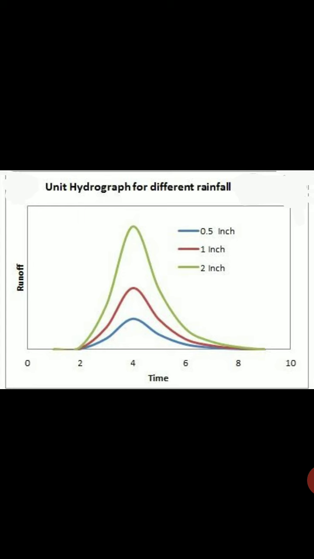And the last point, by dividing each of the ordinates of direct runoff by the depth of direct runoff, obtain the ordinates of the unit hydrograph. By plotting these ordinates at their respective times and drawing a smooth curve passing through these, the unit hydrograph is obtained.